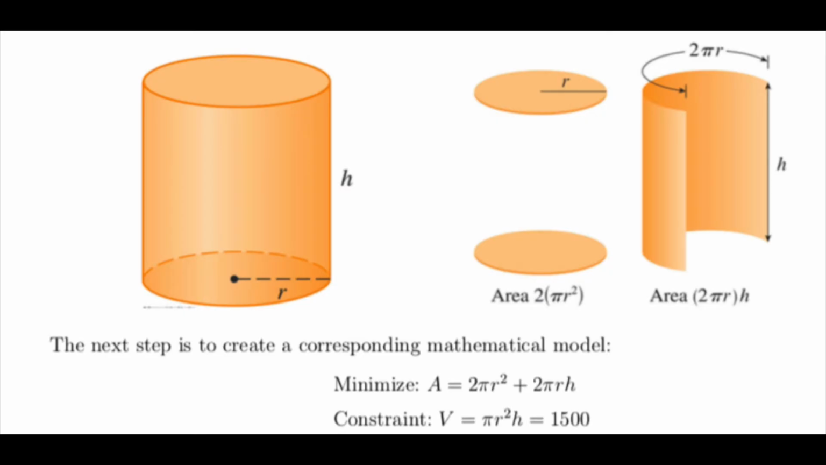And the next step is to create a corresponding mathematical model. So we are given that the volume is equal to 1.5 liters, which is 1,500 cubic centimeters. The volume of a cylinder is determined by pi r squared h, where r is the radius of the base of the cylinder and h is the height of the cylinder. And we can say that pi r squared h in this situation is equal to 1,500 cubic centimeters.